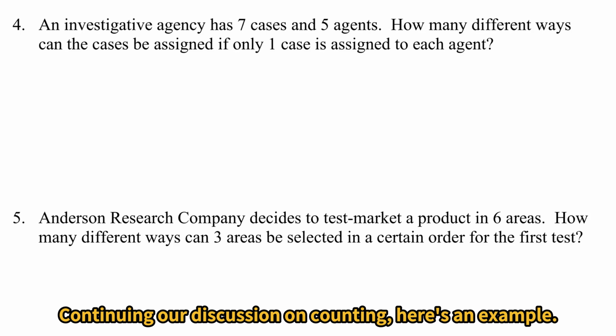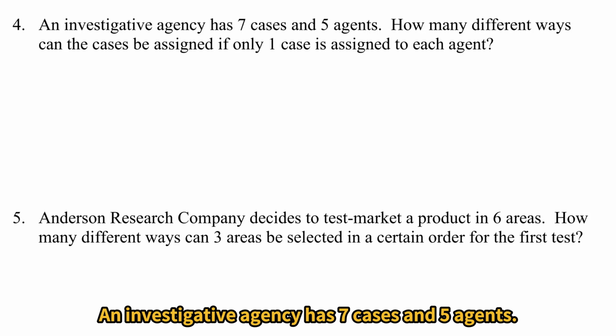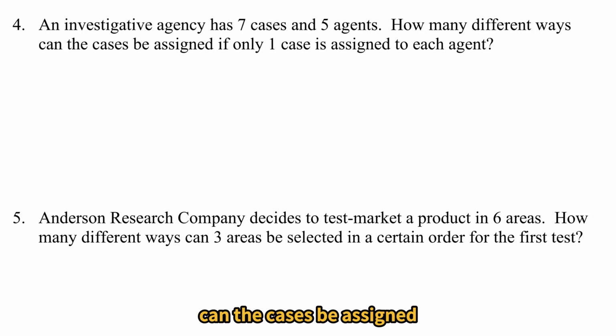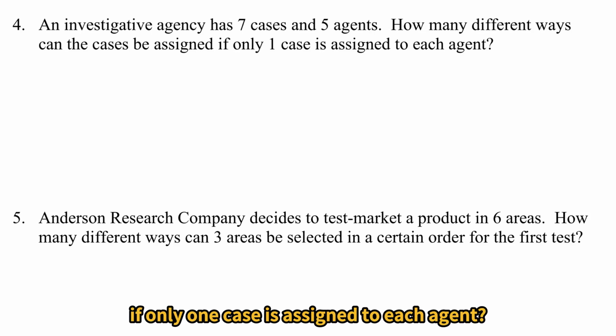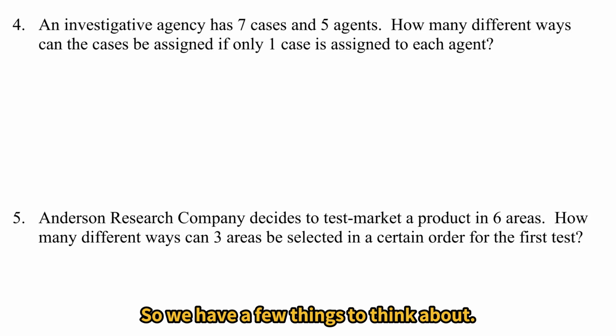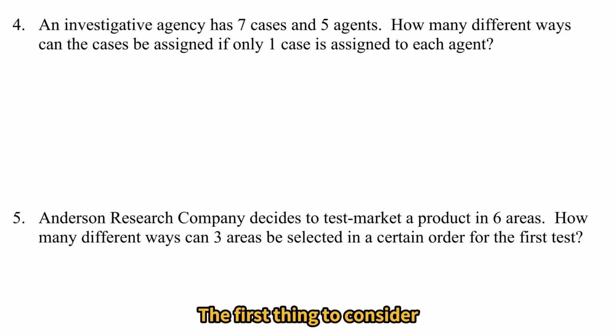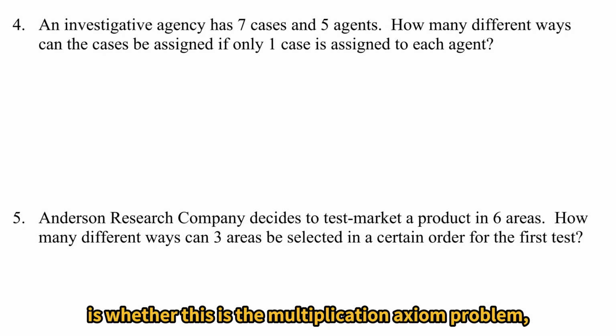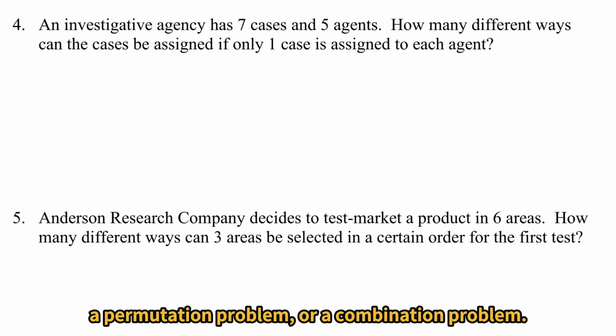Continuing our discussion on counting, here's an example. An investigative agency has 7 cases and 5 agents. How many different ways can the cases be assigned if only one case is assigned to each agent? So we have a few things to think about. The first thing to consider is whether this is the multiplication axiom problem, a permutation problem, or a combination problem.